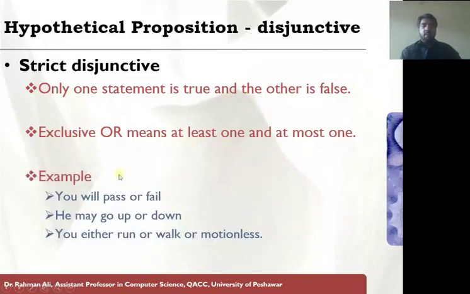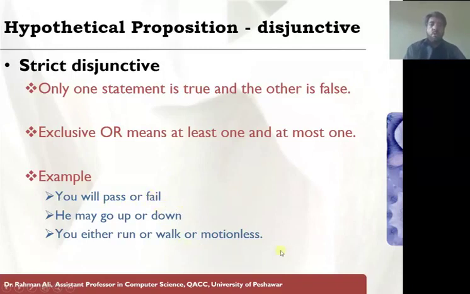For example, you will pass or fail. You cannot pass and fail both at the same time. You may go up or down. What does this mean? This means you are going upward or downward. You cannot go in both directions at the same time. So a strict disjunction is identified by using the keyword or, which is called exclusive or, and inside all these three examples you can see that or is used. So you will be either in the first part of the or or the second part of the or.